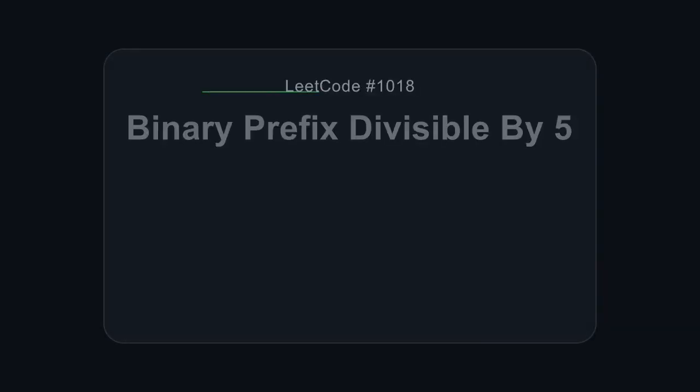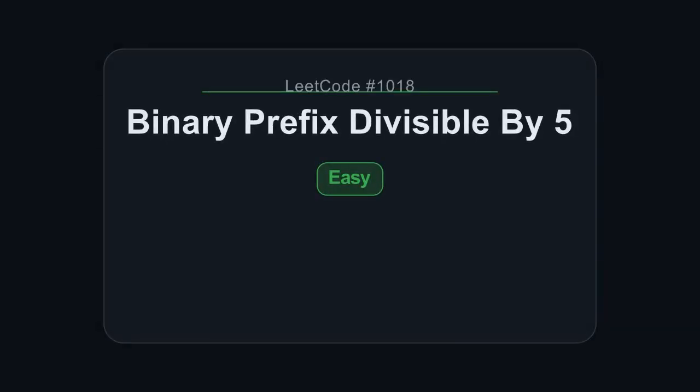Today, we're tackling a problem that seems simple on the surface, checking divisibility by 5. But when those numbers are binary prefixes that can grow incredibly large, the naive approach quickly falls apart. How do you keep track without overflowing standard integer types?